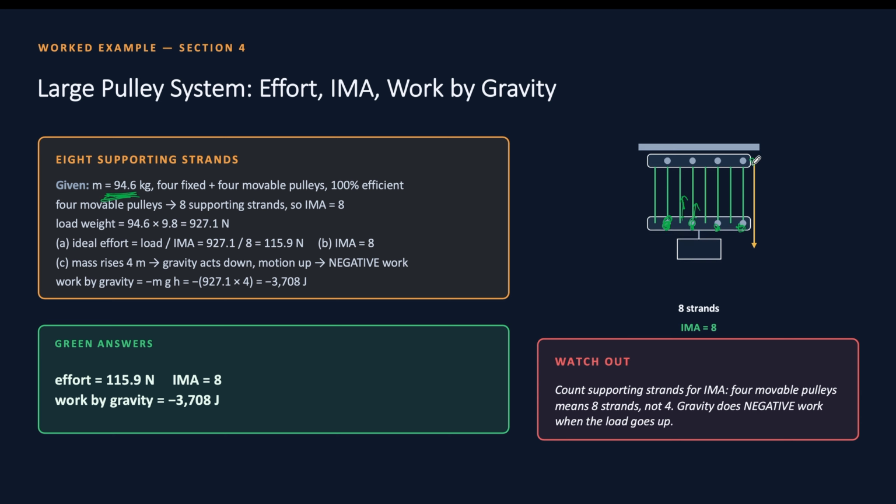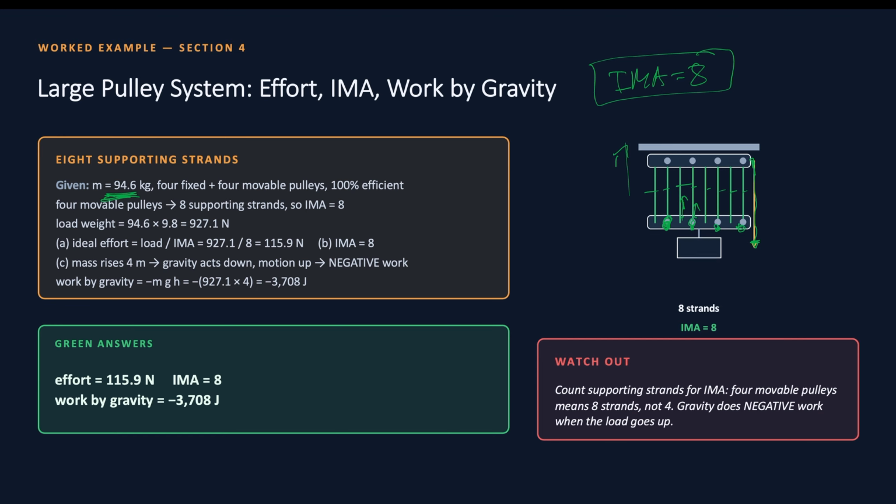But here, my last one is going downward, so I wouldn't count it. It's not movable here. My last rope is just, I'm pulling downward, right? While all of these are going upward. So 1, 2, 3, 4, 5, 6, 7, 8. My IMA would be 8, because that's the number of ropes.